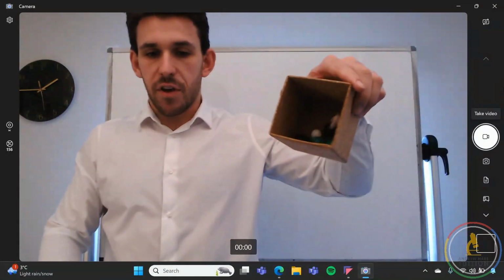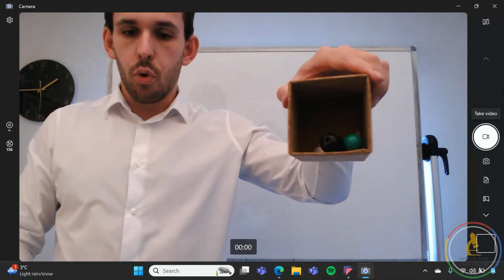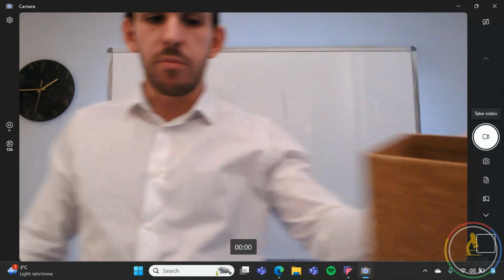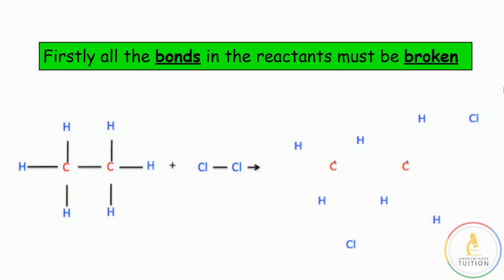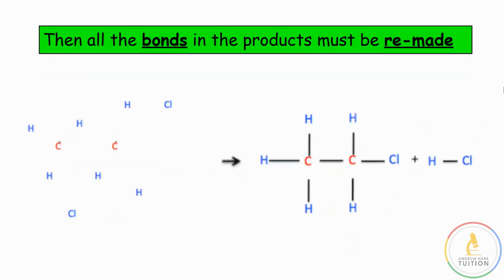So I've done my first step now, okay? I've broken all of the reactant bonds to get all of my atoms separate, as you can see in the diagram, okay? And again, don't write this down yet. We'll come back to this in a second. Then, what's the next step? That's not how we finish, is it? Well, then I want you to see the second step as being remaking all of the bonds in the products.